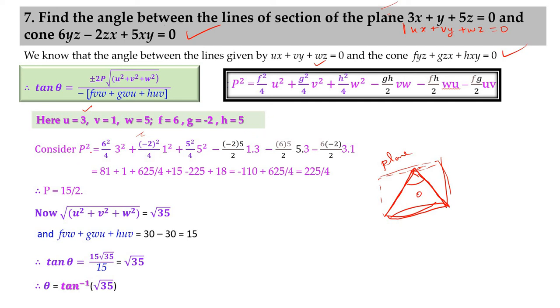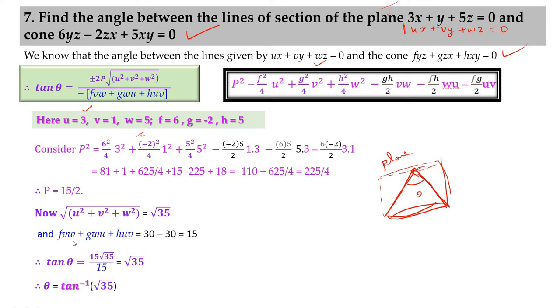So what we do is we consider our p square. P square is given by this. In that, just substitute the values of f, g, h, u, v, w. Then simplify that. You will get p square as this, 225 divided by 4. So p is 15 by 2. So that is as far as capital P in the numerator is concerned.